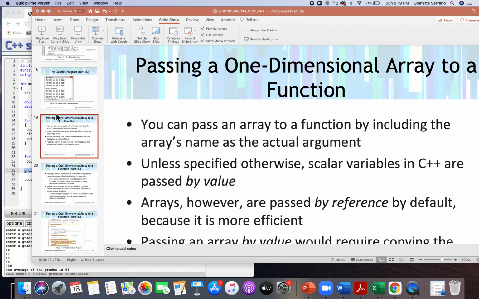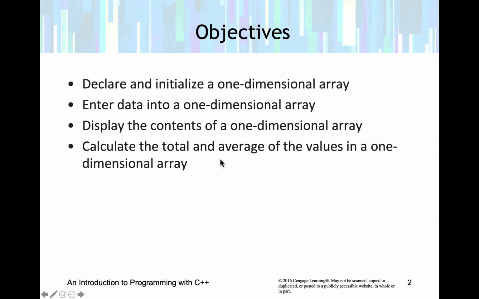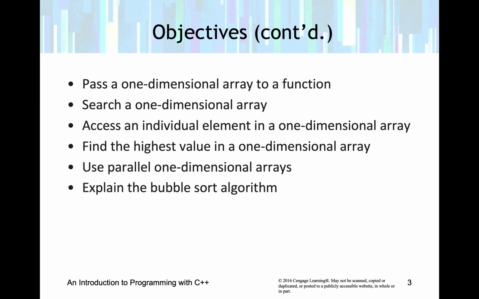Okay, we're going to look at one-dimensional arrays, but this time this will be part 2. So we're going to look at how to pass a one-dimensional array to a function, how to search a one-dimensional array, how to access an individual element in a one-dimensional array, how to find the highest value, how to use parallel one-dimensional arrays, and also we're going to look at the explanation of a bubble sort algorithm.